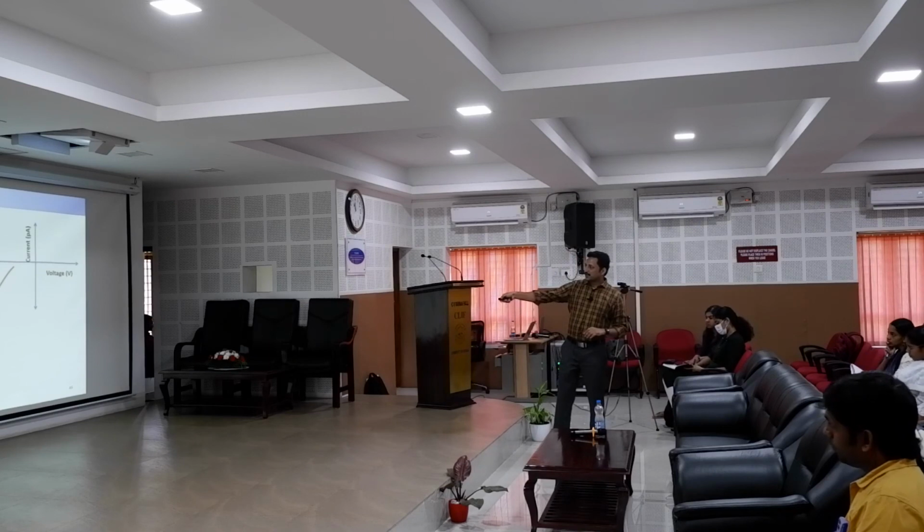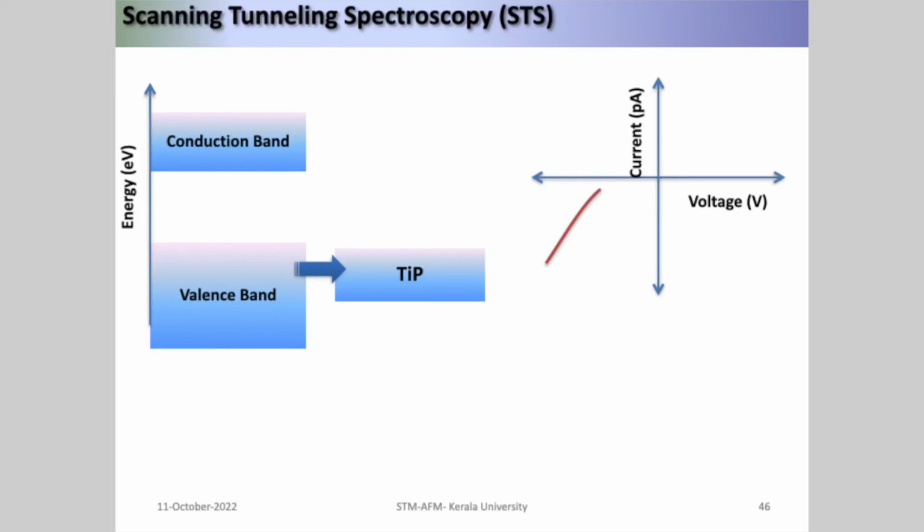If the tip is positive and the sample is negative, electrons will jump from the sample to the tip, which means that we are mapping the valence band. Okay, and then we will get current like this. Now what about if there is a band gap? We don't get any current because there are no states, no electrons in the band gap. Electrons are occupied here in the ground state. The conduction band is the excited state of the electron. In between, in the band gap, there are no states, so we don't get any current.